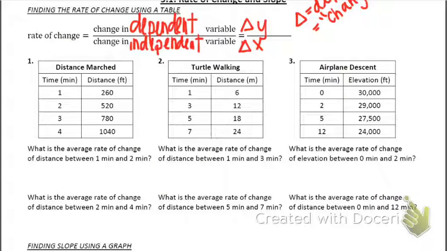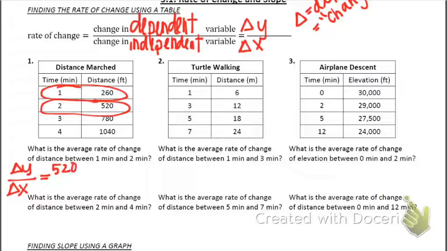So here's what we're going to do. We're going to do the change in y over the change in x. So I'm going to write that, change in y over change in x, just to remind us. So if I'm looking at between 1 minute and 2 minutes, these are my x and y values. So I'm looking at those two points on the table. And to do my change in y, I'm going to subtract. So that's going to be 520 minus 260. So I subtract the y's over the change in the x's.